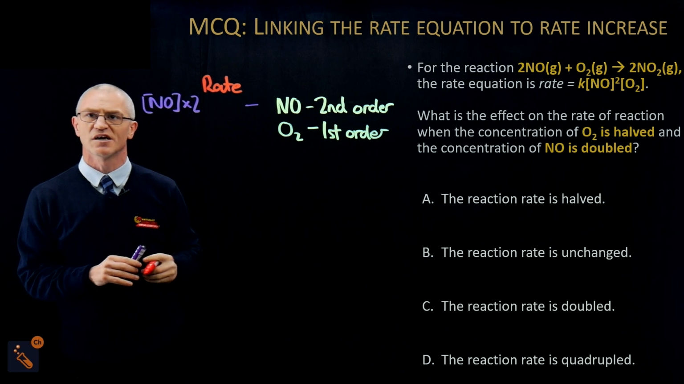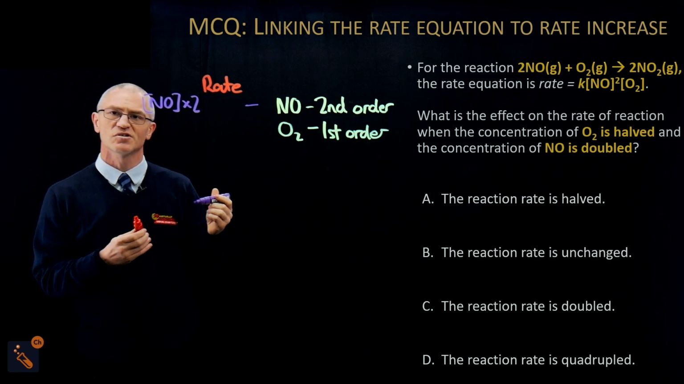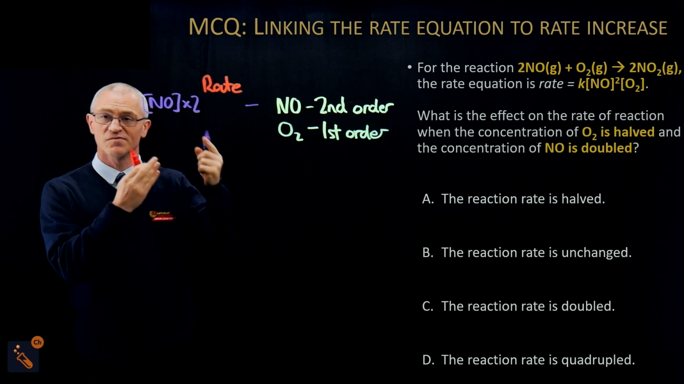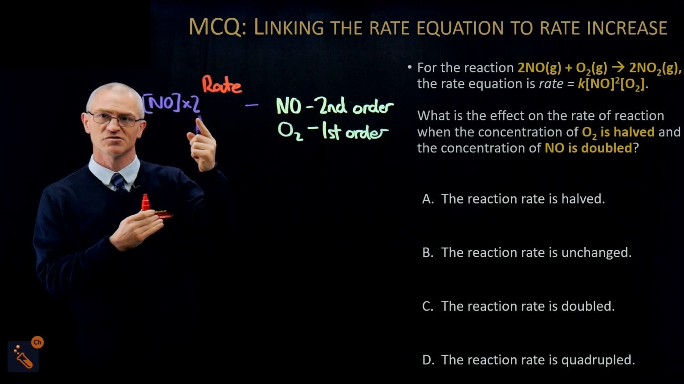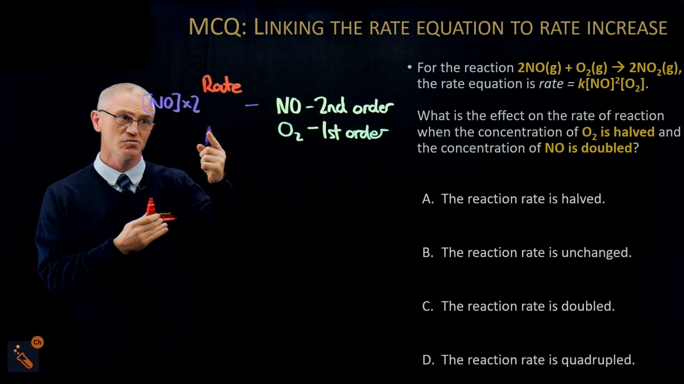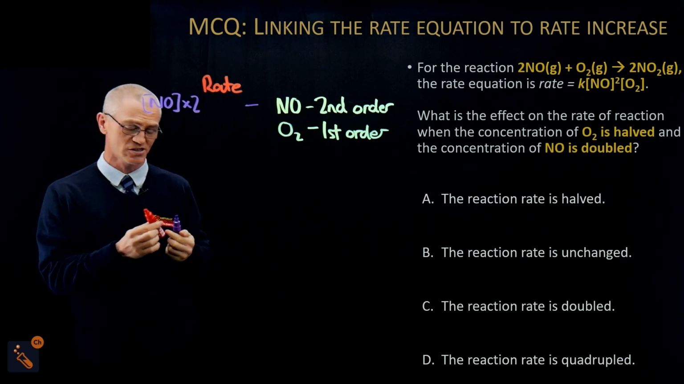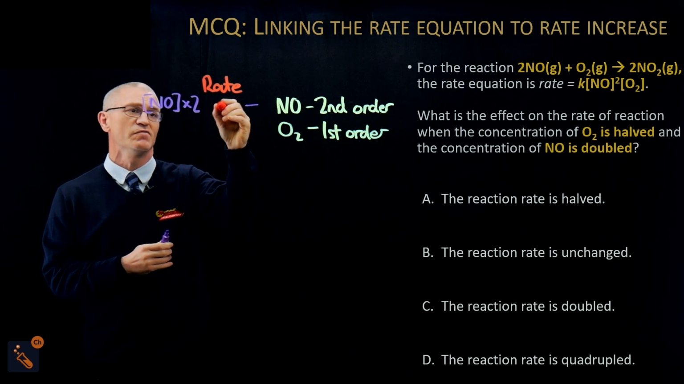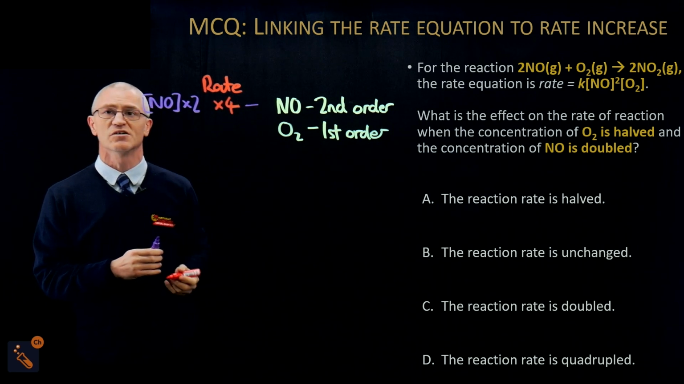Well, second order means that the rate will change by the square of the change in concentration. Well, the change in concentration is times by 2. And if the change in concentration is times by 2, square of 2 is times by 4. So our rate is going to be times by 4.